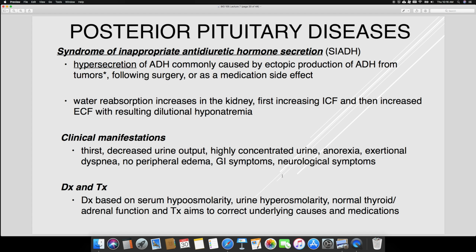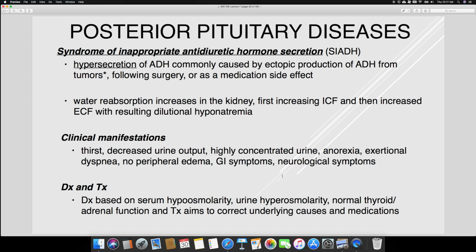So obviously we're going to have excessive water reabsorption in the kidney, and water actually accumulates inside cells first. And then once that phase passes, it starts to increase in the extracellular fluid. And when it does this, you have dilutional hyponatremia. So some clinical manifestations: thirst, obviously decreased urine output. The urine will be highly concentrated, loss of appetite. You typically won't see peripheral edema, at least early on, and then any sort of symptoms associated with the hyponatremia.